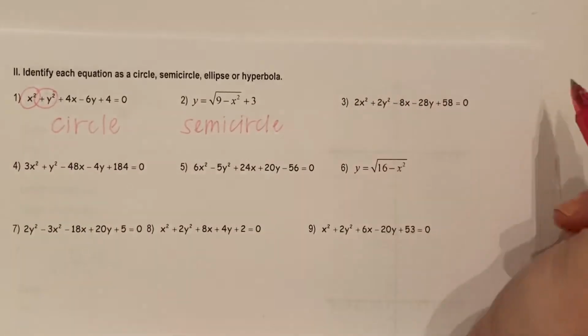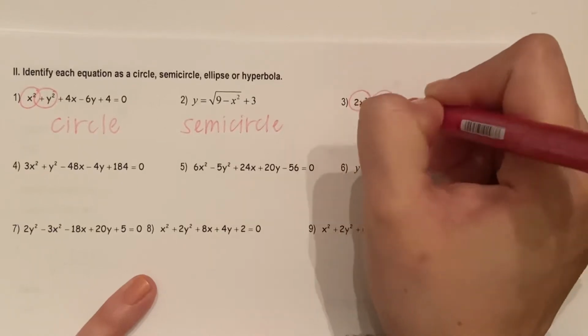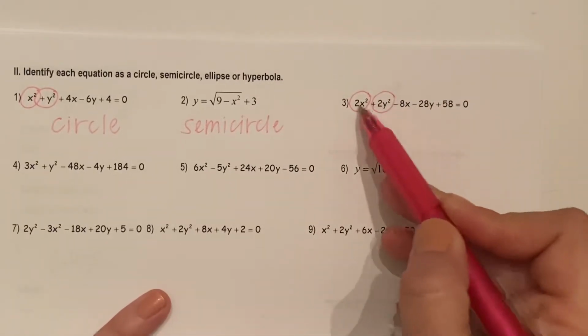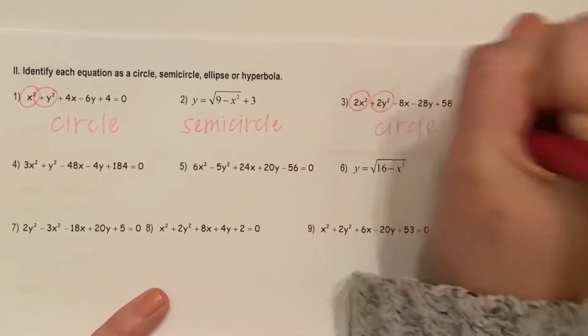Okay, here's another one just in the general form. I'm looking at A and B. They're both exactly the same. That's another circle.